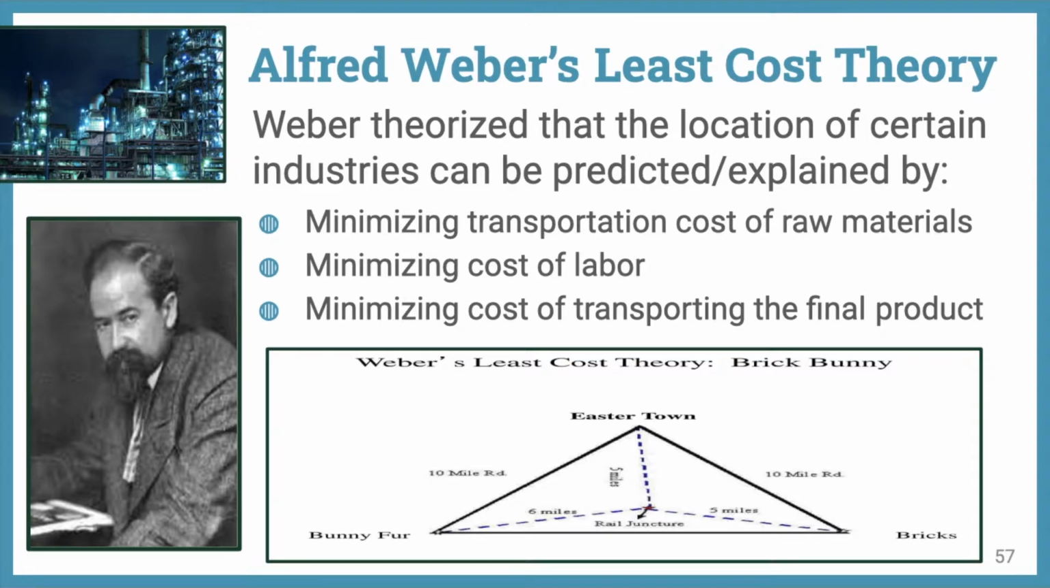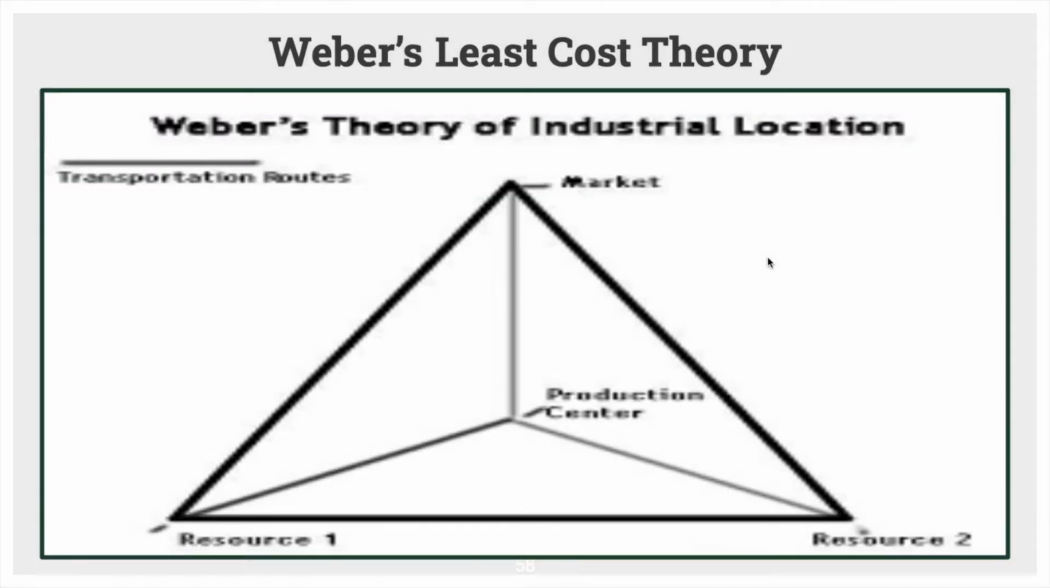His whole theory, least cost theory, was based on minimizing transportation cost of raw materials, minimizing the cost of labor, and minimizing the cost of transporting the final product. So raw materials, the labor, and the final product. And his theory looks somewhat like this.